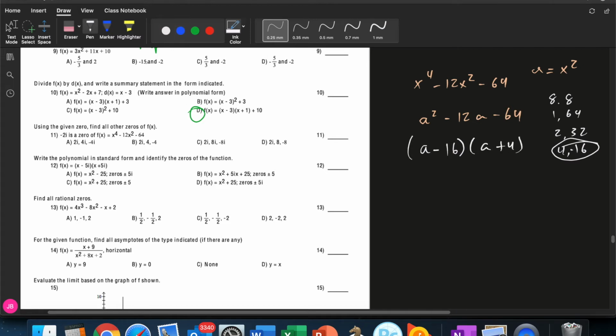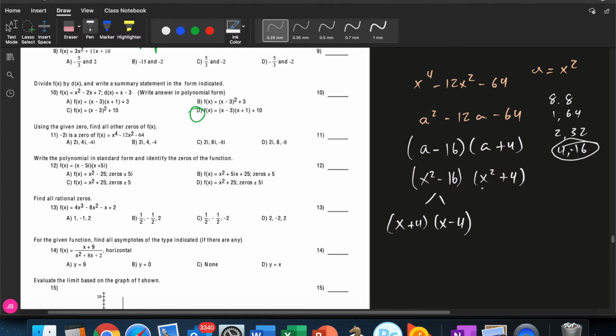We turn this back into x squared, and we get x squared minus 16 times x squared plus 4. And this is actually a difference of squares. Difference of squares, ladies and gentlemen, remember you take the square root of x squared, which is just x, and the square root of 16, and you add, and you subtract. And this is the factor that you have.